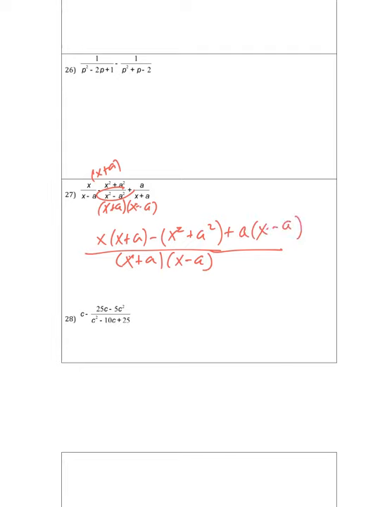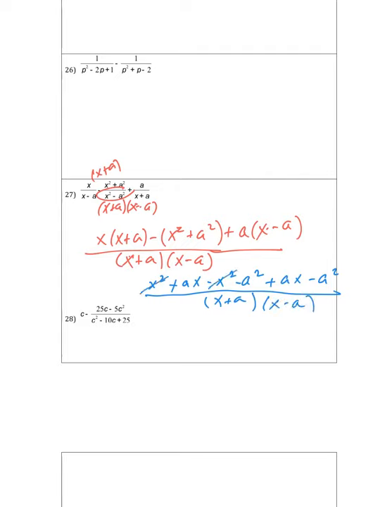So all of the terms in the numerator now need to be distributed so that I can then add and subtract. So I'm going to distribute. I now have x squared plus ax minus x squared minus a squared plus ax minus a squared, all over my common denominator of x plus a times x minus a. And I'm going to combine like terms.